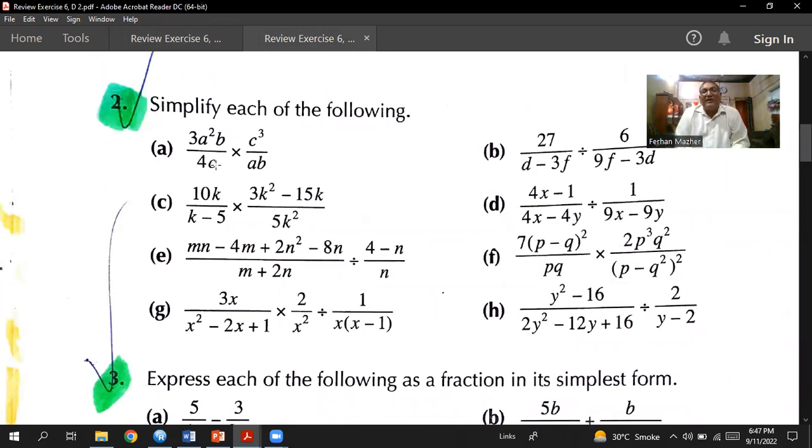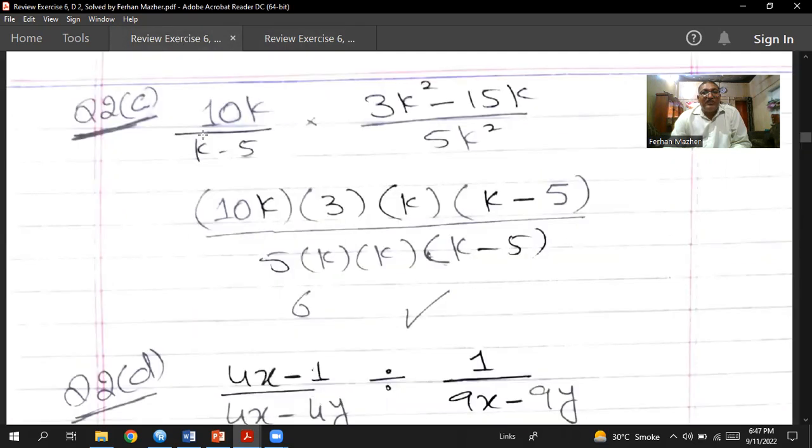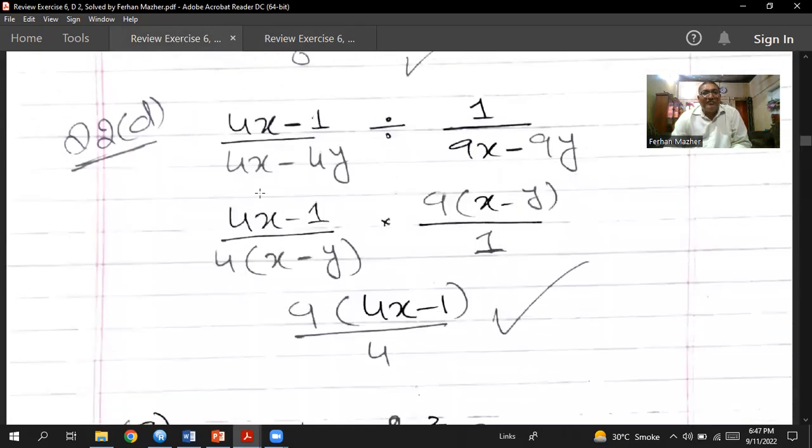It says 4x minus 1 divided by 4x minus 4y, divided by the fraction 1 over 9x minus 9y. So let's do it. 4x minus 1, from this denominator I will take 4 common, so you are left with x minus y. I will convert this divide sign into a multiply sign, so this will reciprocate: 9 bracket x minus y bracket close divided by 1. This and this will be cancelled, and you are left with 9 bracket 4x minus 1 bracket close divided by 4.